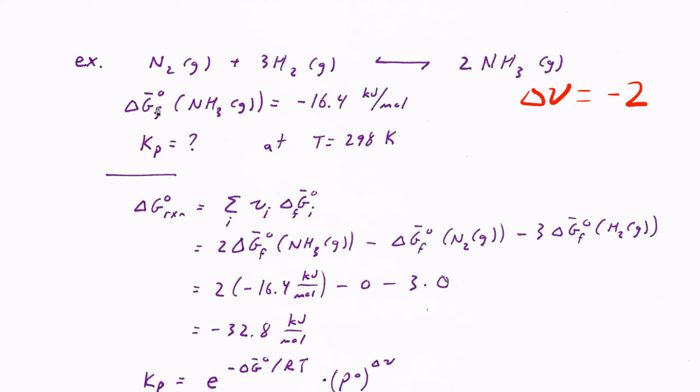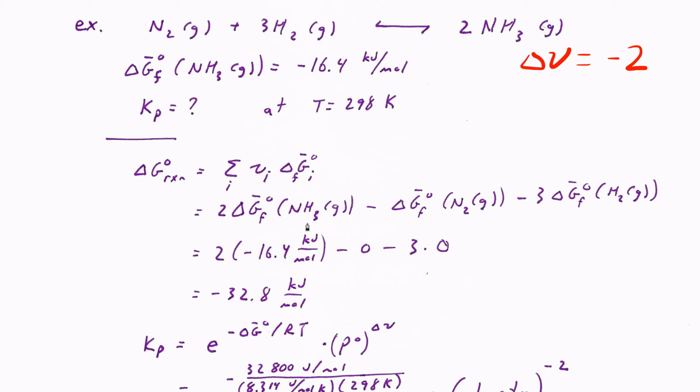And we're given that the Gibbs free energy of formation for 1 mole of ammonia is -16.4 kilojoules per mole. And we'd like to know what is Kp at 298 Kelvin. So first step is to calculate delta G of the reaction. So that's free energies of products minus free energies of reactants. So twice the free energy of NH3 minus the free energy of N2 minus 3 times the free energy of H2. And again, each of these numbers comes from the stoichiometry of the reaction.